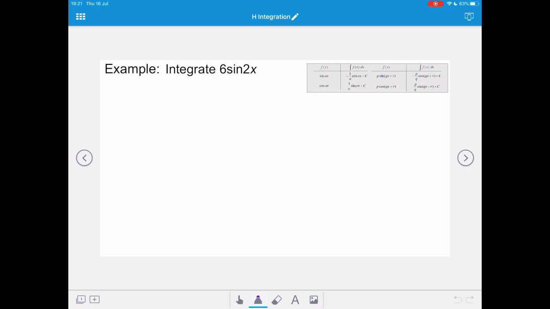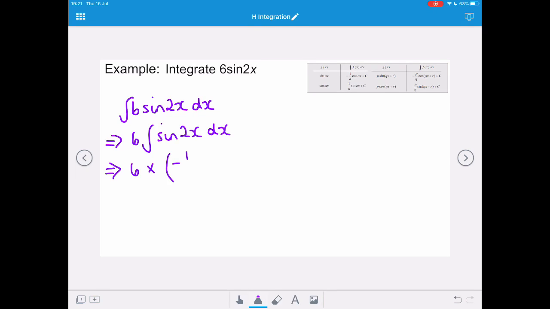So we want to integrate 6 sine 2x. We write that with the integration symbol. 6 sine 2x is our integrand, and that's with respect to x, so we need the dx. We're then going to move that coefficient in front of our integration symbol, so we're going to be integrating sine 2x with respect to x. And that becomes 6 multiplied by, and sine 2x goes to negative 1 over 2 of cos 2x. And don't forget the plus c as our constant of integration.